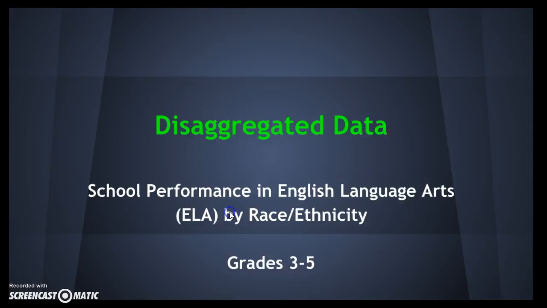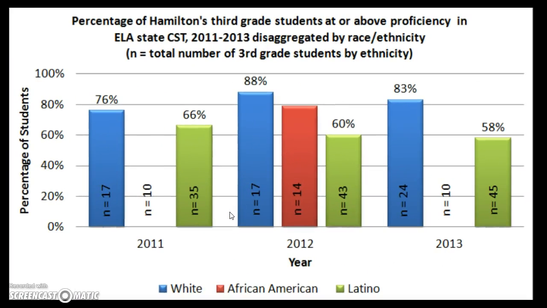Now let's look at the performance of students in different subgroups. We'll start by third graders in English language arts. You will see here right away that the blue is representing the white population, green is representing the Latino population, the red is representing the African American population, and the reason why you're not seeing red in 2011 and 2013 is because we only had 10 students in that grade level for that year, which was less than 10% of the students tested for all the grade level. That's why we don't have data for them.